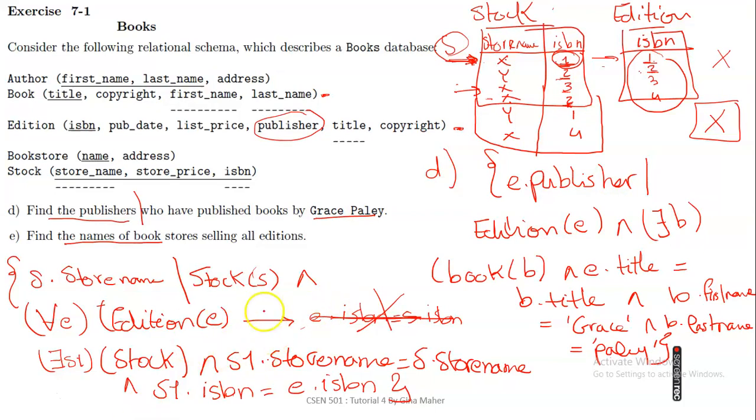Okay? Let's take another example. We can conclude that most of the time we use for all in the cases of division of relational algebra, when we should check the tuple against all the tuples of a specific relation. Okay, so in this case we use for all.